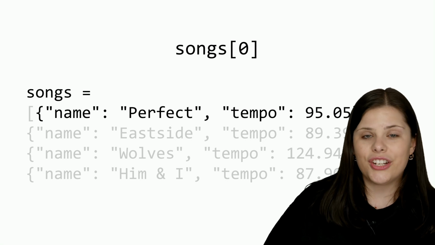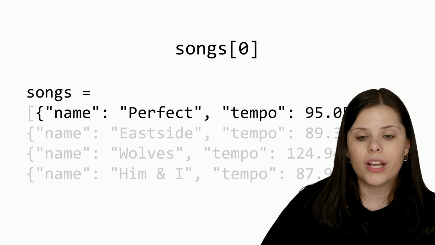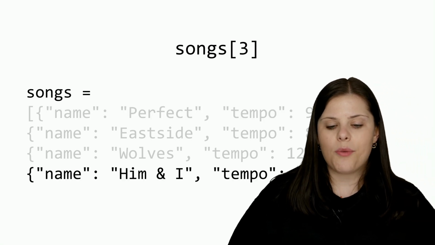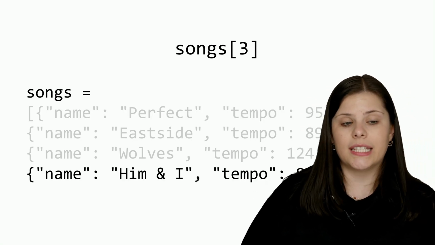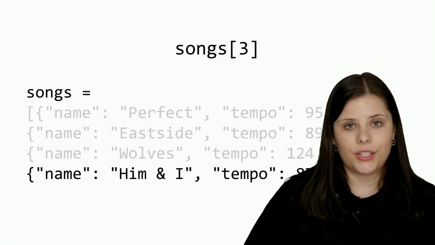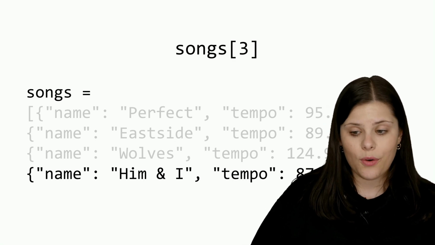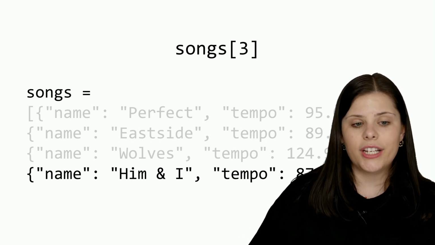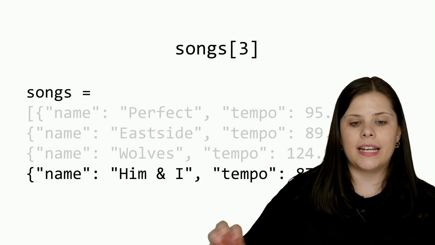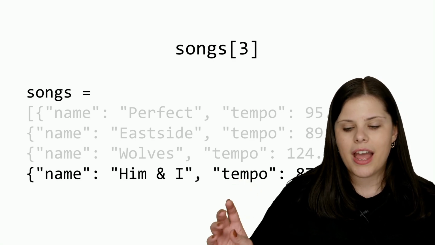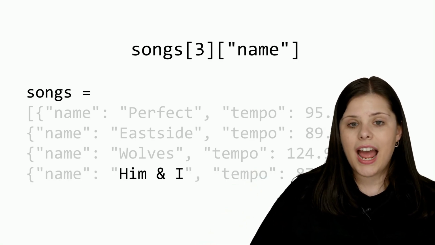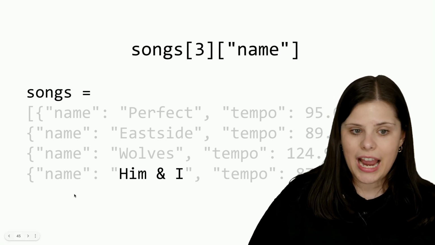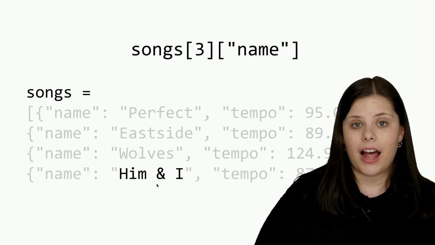Well, having an entire dictionary is not really helpful, right? Like I want to have just specific information. So for example, if I was grabbing the last song, so songs 3, it's the 4th song, but the index is 3 because recall we start counting from 0. If songs 3 returns that entire line, the entire dictionary, how do I grab the specific name? Like, I really want to grab just Him and I. So for that, I again use my key, right?